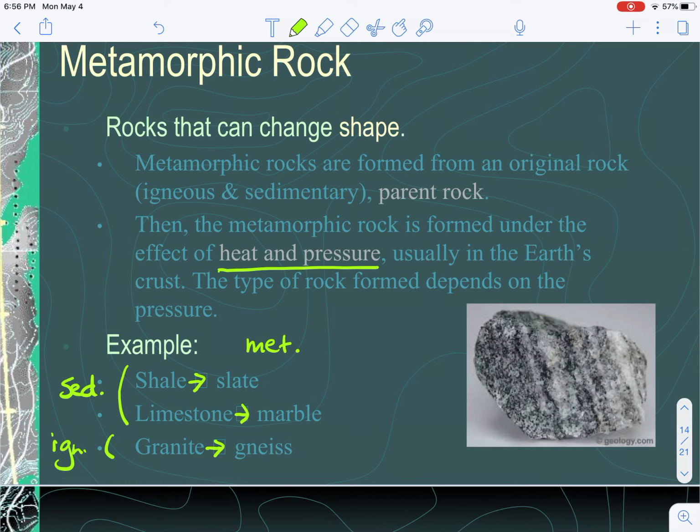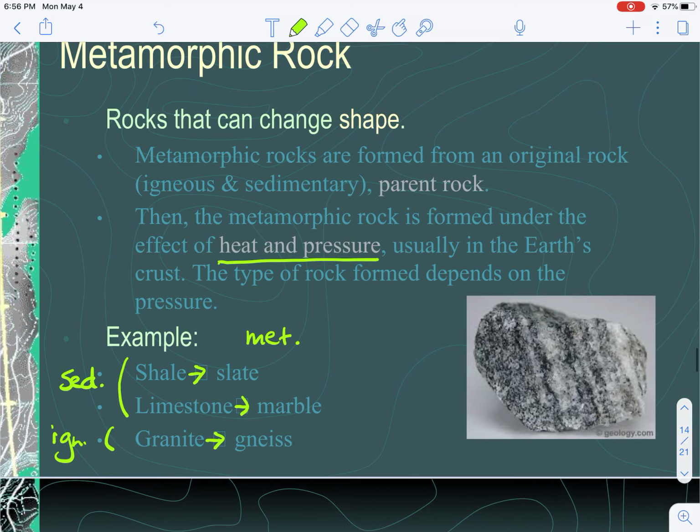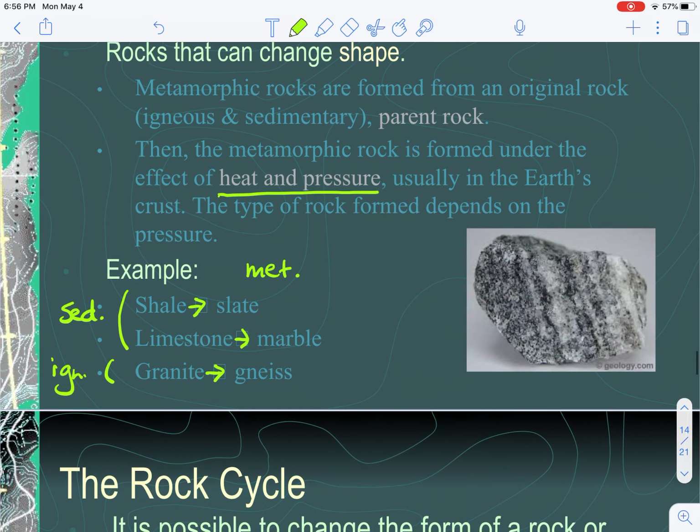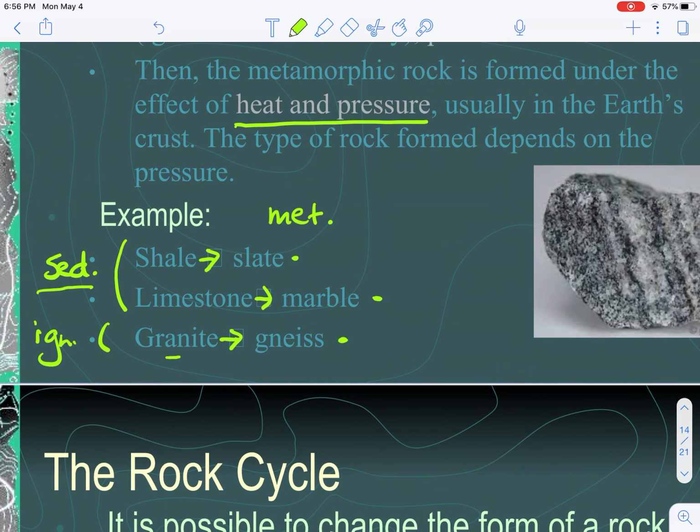And just like the word metamorphosize means to change physical form, this is when either igneous or sedimentary rock undergo heat and pressure and change how they look. So, for example, these sedimentary rocks, shale, can under heat and pressure turn into slate. The sedimentary rock limestone can turn into marble. So marble previously was limestone, kind of cool.